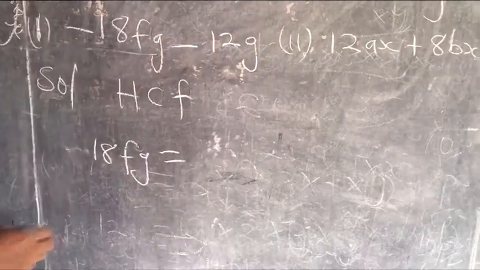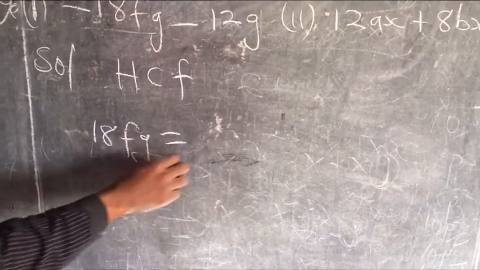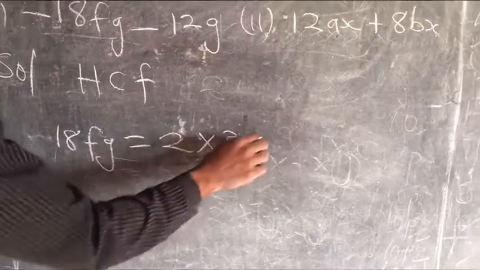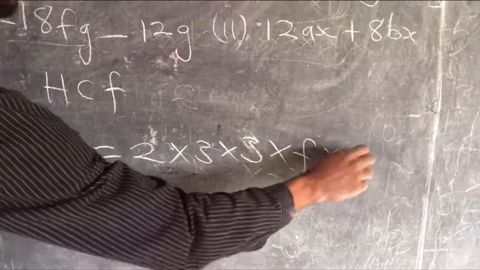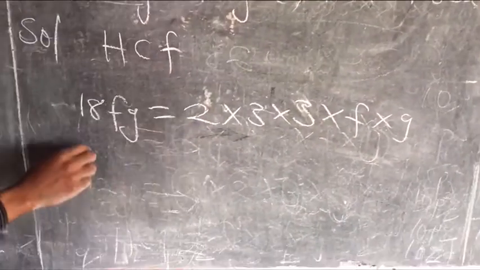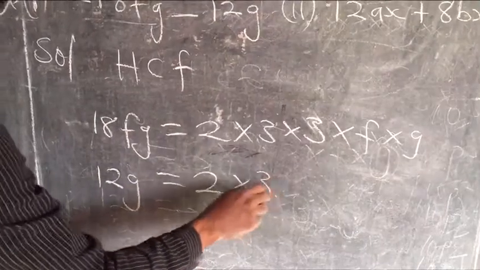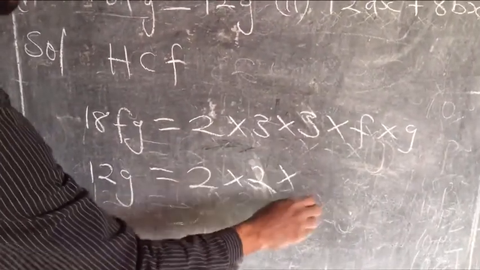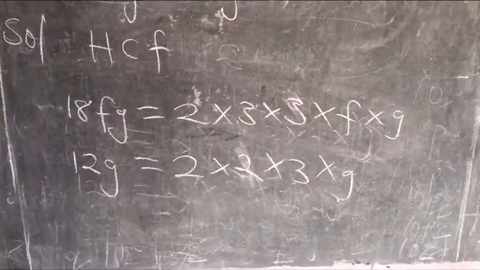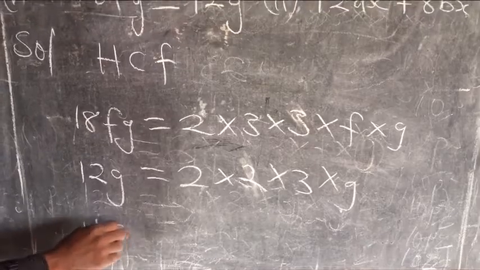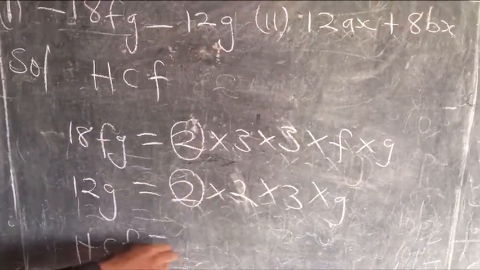I will pick the first number, then express am as product of prime factors. So if I do that one, I will get something like this, abi. I will get something like this times f times g. Then if I pick this one, I fit express am as product of prime factors like this, abi. And then we say to find their HCF like this, we pick common factors, abi.